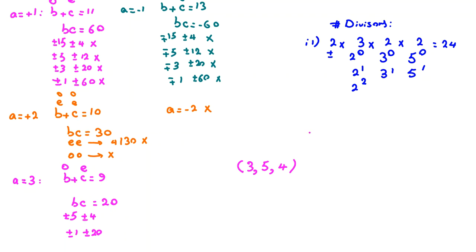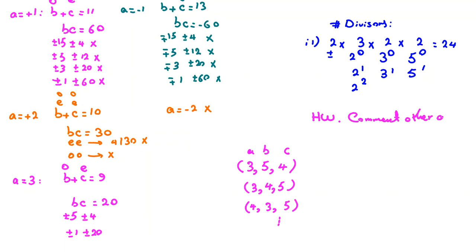So we have this, and you can consider all permutations of this. 3, 4, 5 for ABC. 4, 3, 5, and so on. 3 factorial permutations for this. You can continue. So as homework, comment other answers right below this video.